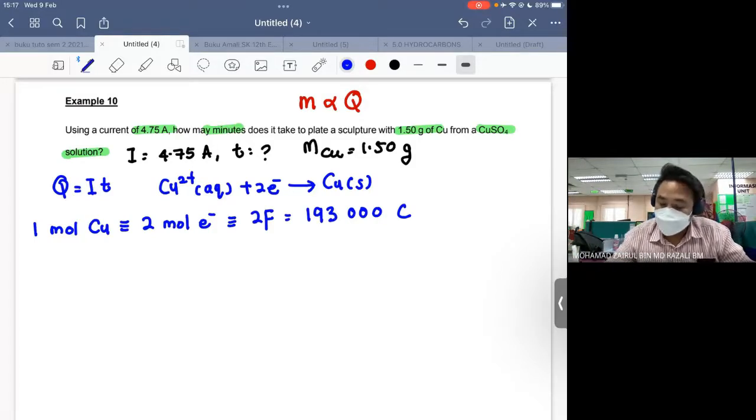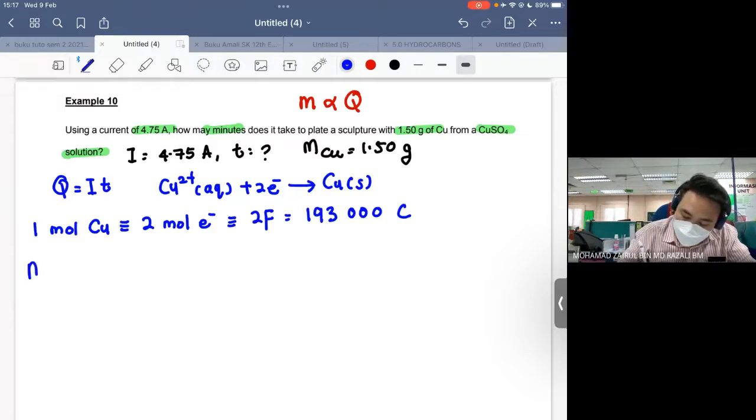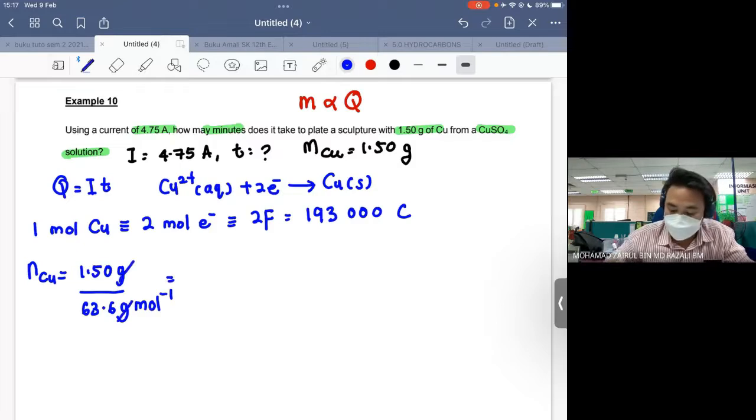Okay, so sekarang ni kita nak tahu adakah copper yang terhasil itu 1 mole ke tidak. So kita cari dulu dia punya number of mole. So mole of copper, kalau awak kira, awak akan dapat 1.50 gram over the molar mass of copper is 63.6 gram per mole. So kalau awak calculate the mole of copper yang awak akan dapat is 0.0236 mole. So bukan 1 mole kan. So kita kena cari berapa je charge yang akan dihasilkan kalau kita ada 0.0236 mole of copper.